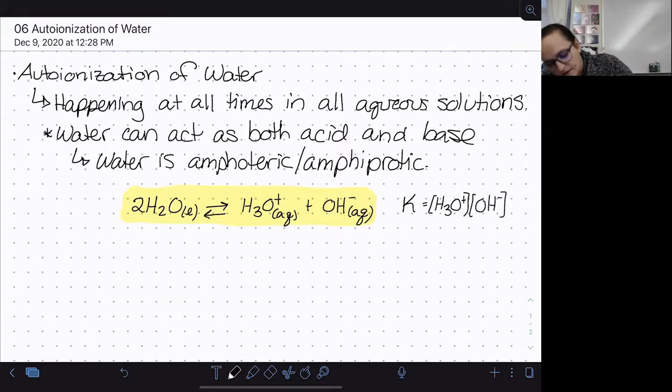Just like any other, it is products over reactants, ignoring liquids and solids. Our only reactant is a liquid. Both of our products are aqueous. So this is our equilibrium expression for this reaction. And we label this Kw. So Kw is just the equilibrium constant for the autoionization of water.